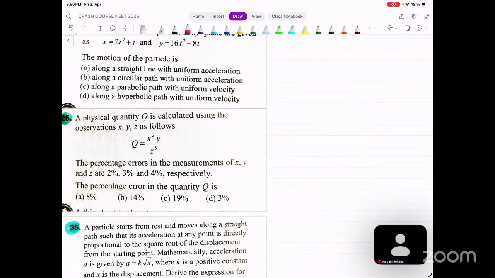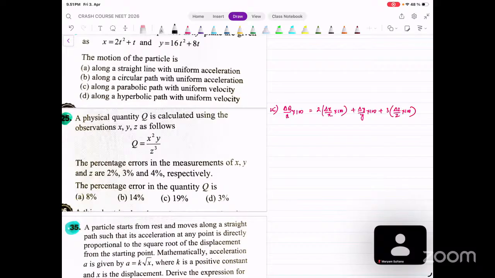ट्वेंटी फाइव एक बार ट्राई करो बेटा. एनीवन कैन गिव मी द आंसर फॉर दिस वन. देखो एक बार जल्दी से. A physical quantity Q is being calculated using the observation of X, Y, and Z. The percentage error in the measurement of X, Y, and Z are 2%, 3%, and 4%. I hope everyone can do this question directly. This is delta Q by Q into 100 will be equal to 2 into delta X divided by X into 100. Okay. Then plus delta Y divided by Y into 100. Plus 3 into delta Z divided by Z into 100.